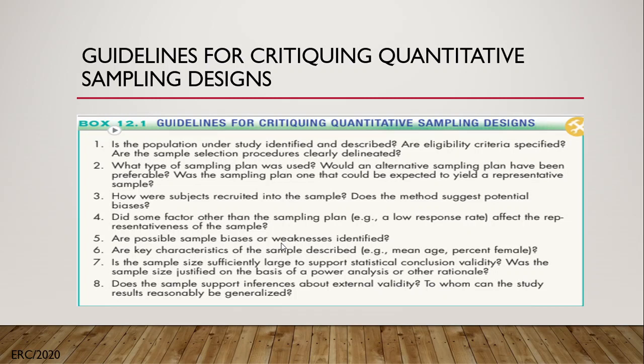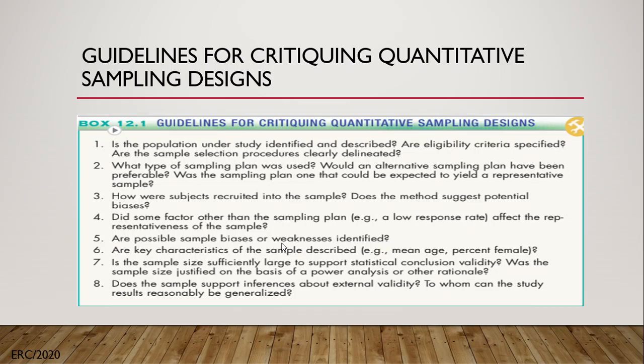Okay, what type of sampling plan ba ang ginamit? Would an alternative sampling plan have been preferable, or was the sampling plan one that could be expected to yield a representative sample? Okay, how were subjects recruited into the sample? Does this method suggest potential biases? Okay, did some factors other than the sampling plan, for example, a low response rate, affect the representativeness of the sample? Are the possible sample biases or weaknesses identified?